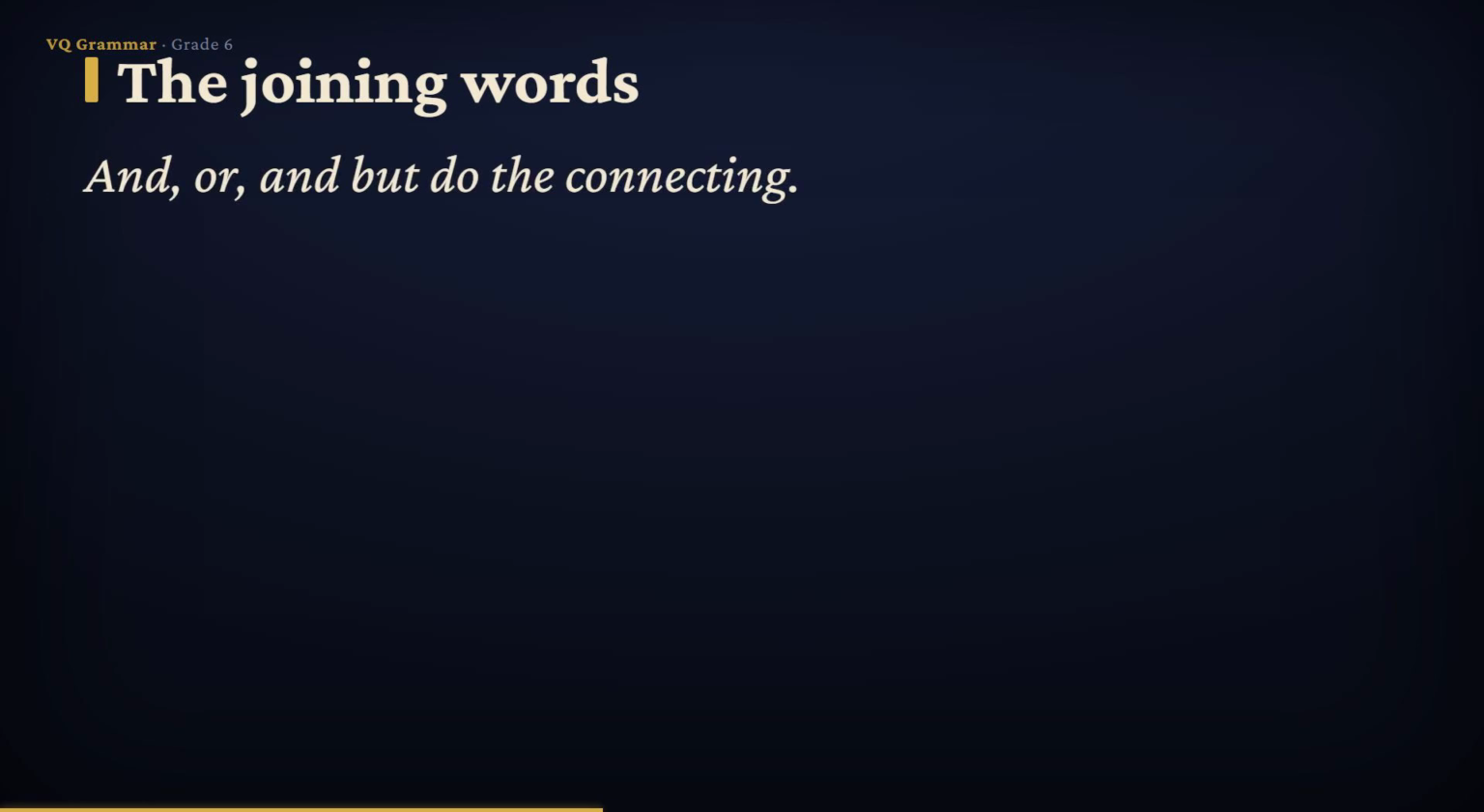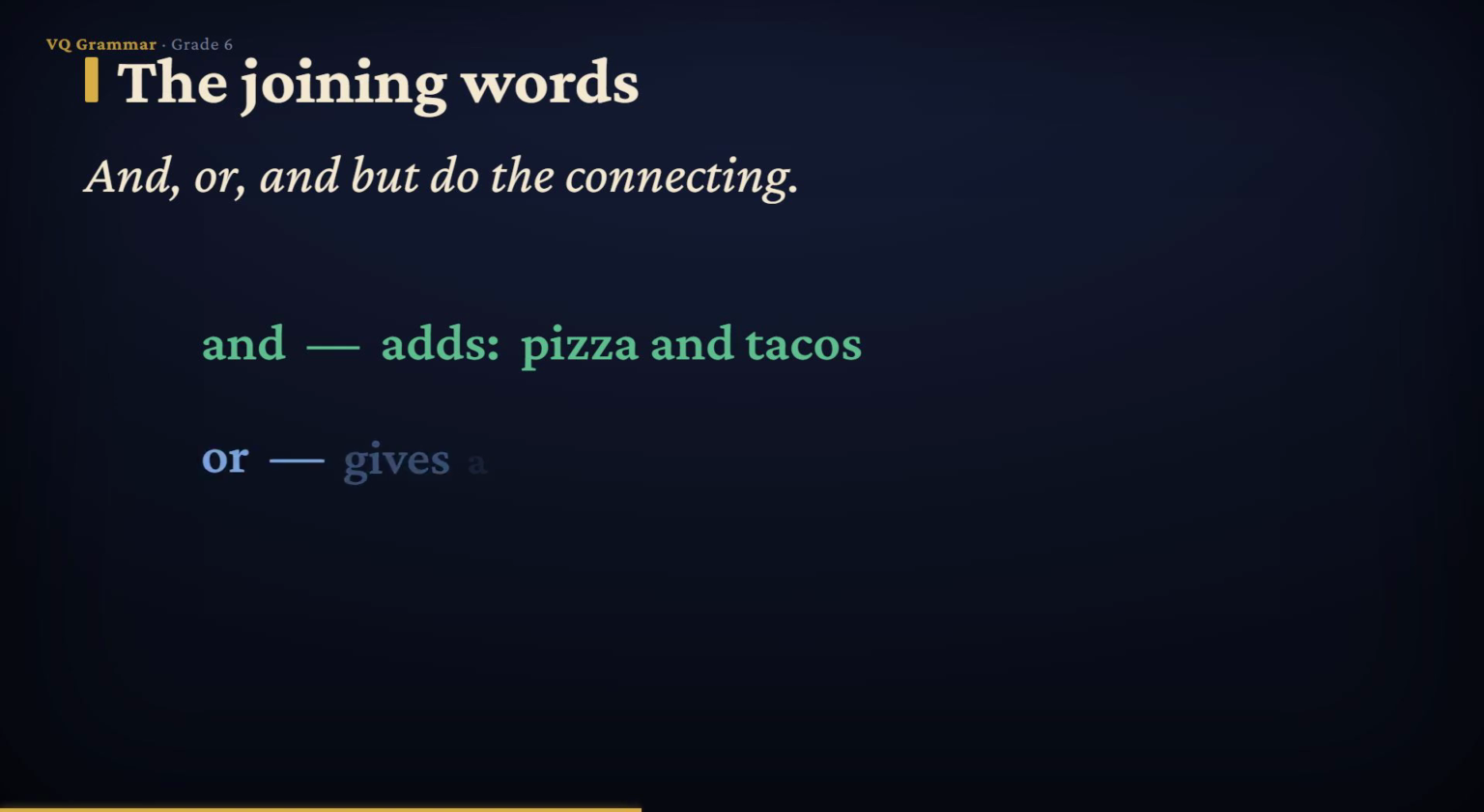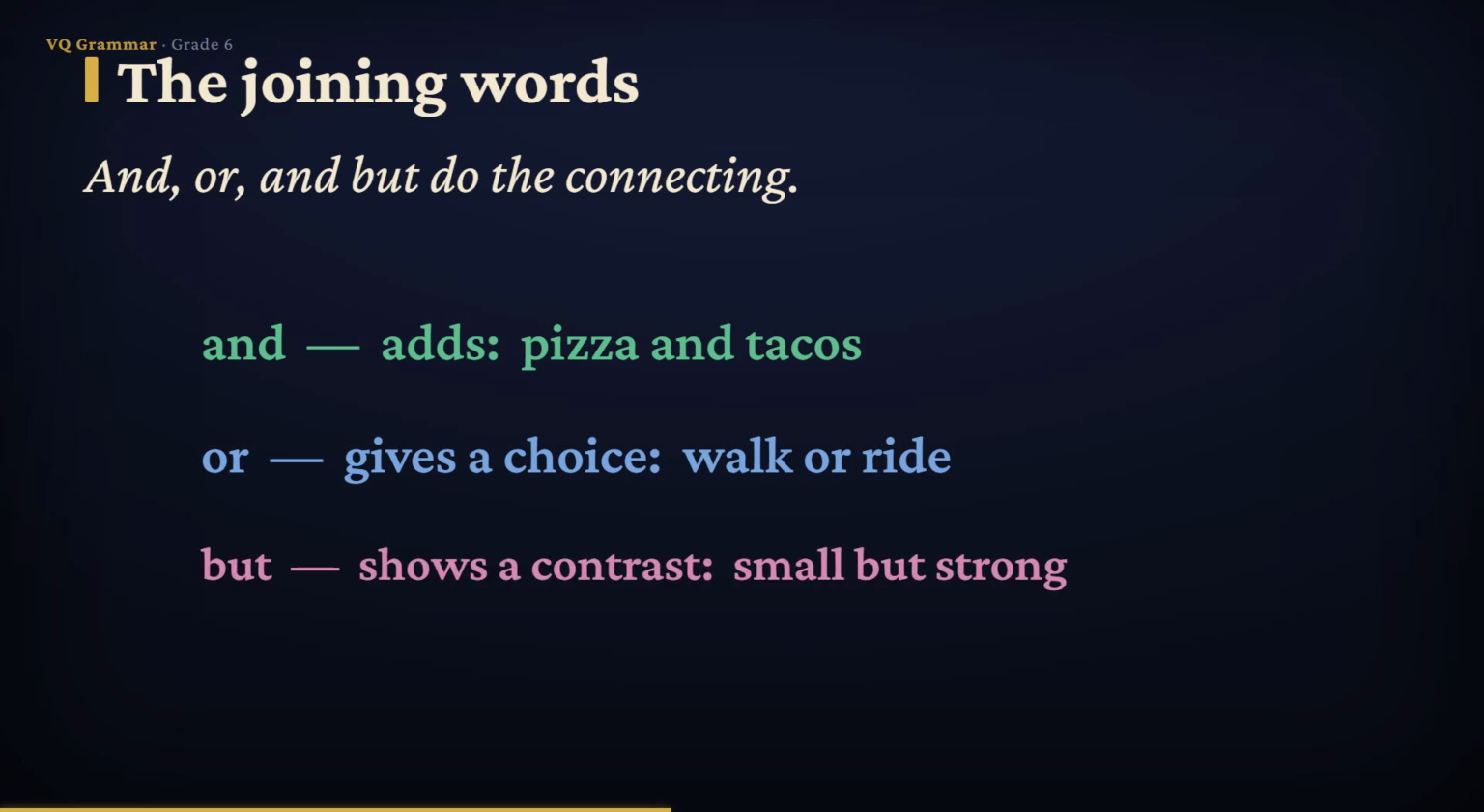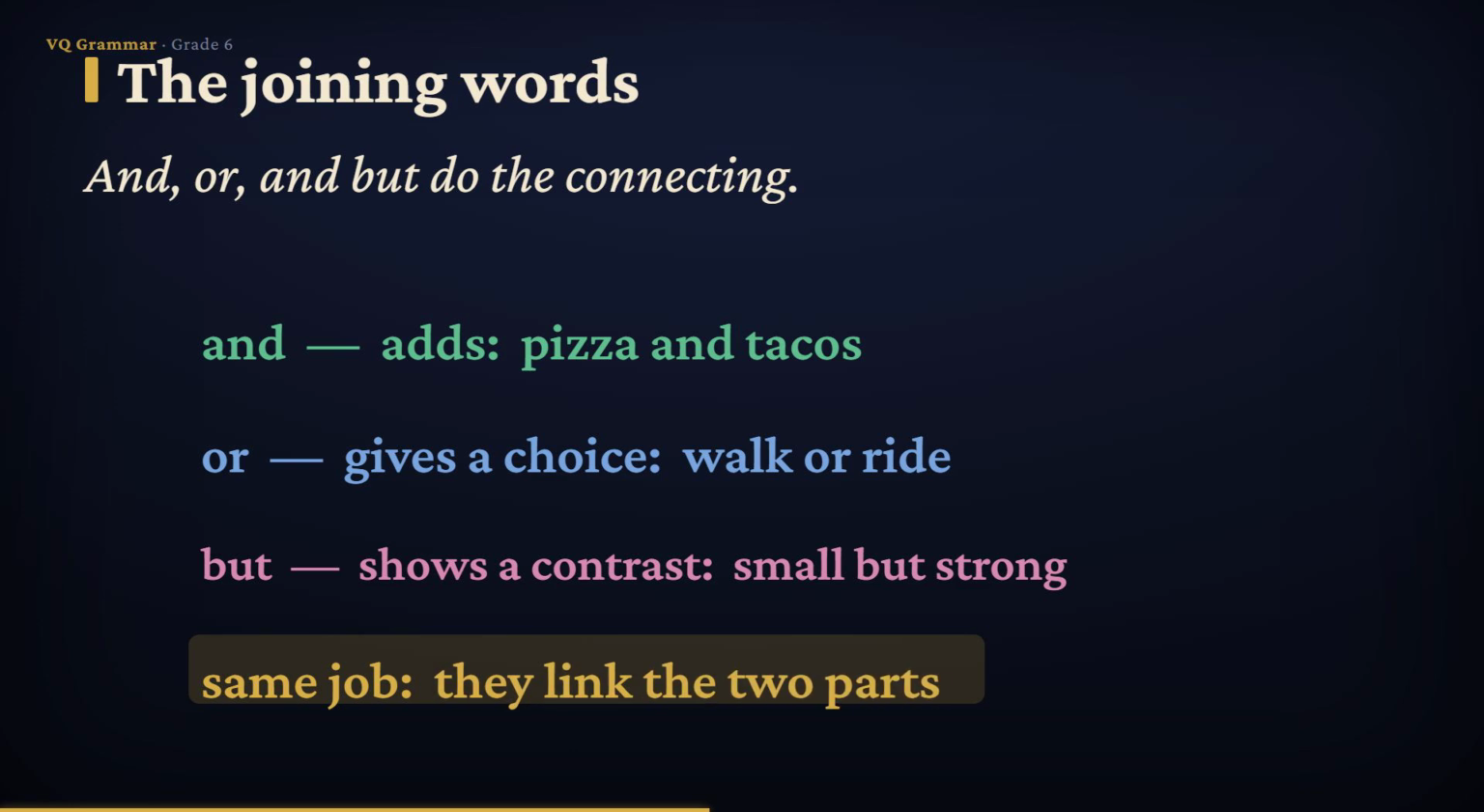Let's take a closer look at those joining words, because each one has its own flavor. And simply adds things together, like pizza and tacos, or offers a choice between them, like walk or ride. But points to a contrast, a little surprise, like small but strong. They may feel different, but they all do the exact same grammar job. They link the two parts, whether those parts are subjects or verbs. Spot one of these little words, and a compound is usually close by.